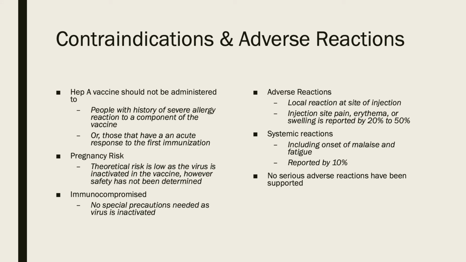Contraindications and adverse reactions. So this is just to the vaccine itself. Hep A vaccine should not be administered to people with a history of severe allergic reaction to a component of the vaccine, or those that also have an acute response to the first immunization. When we're talking about pregnancy risk and vaccination, it's a theoretical low risk. The virus is inactivated, but there's no factual evidence on the safety. For immunocompromised, there are no special precautions needed, as once again the virus is inactivated.